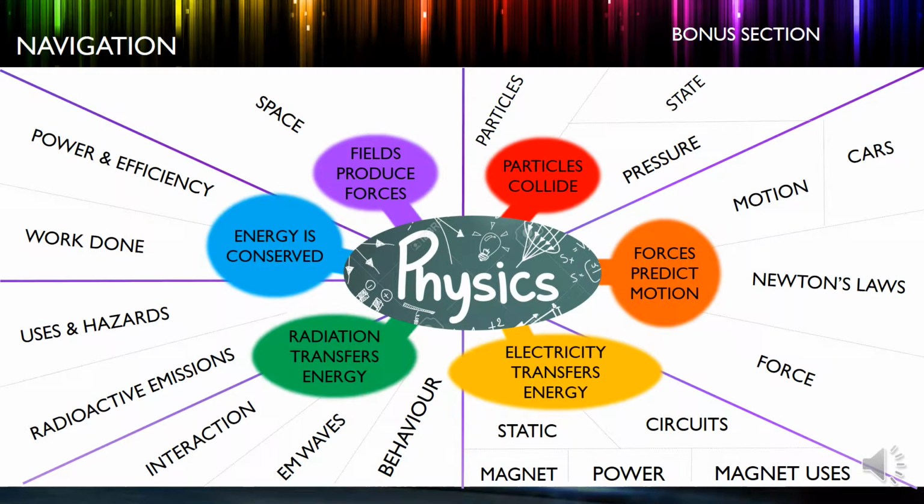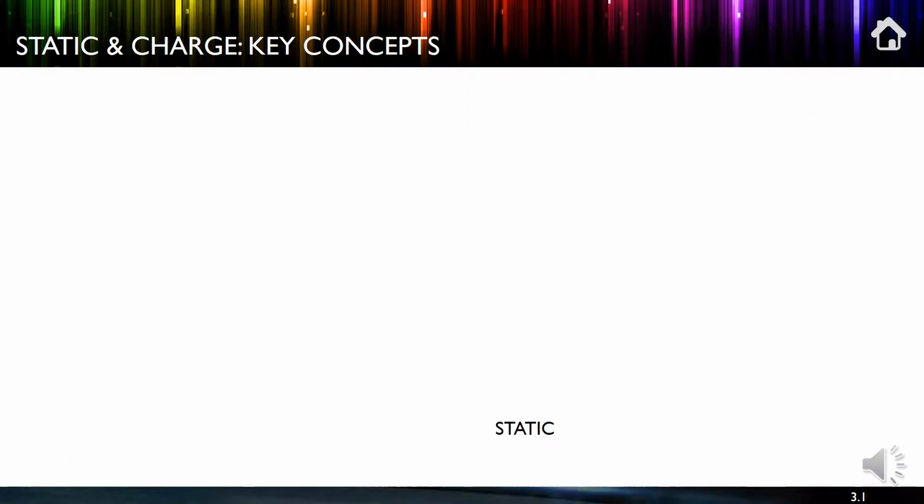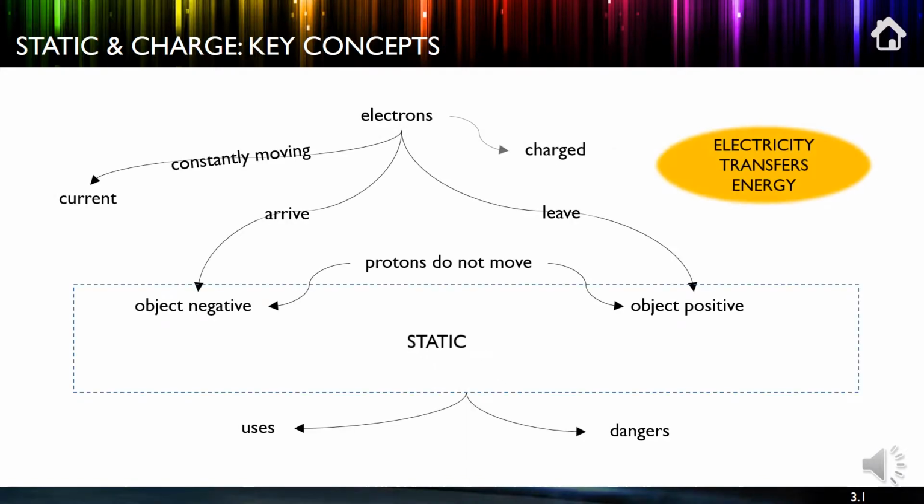This is video 3.1. It deals with static electricity. Now, static, as its name implies, means not moving, although there has to be a little bit of movement beforehand. It's all to do with electrons moving. So electrons arriving makes something negative, electrons leaving makes something positive. It's in contrast to current electricity, which is constantly moving. So that's where the word static comes from.